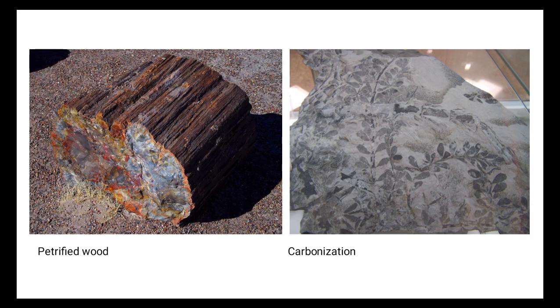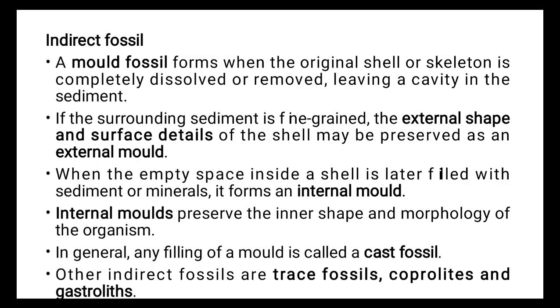This is an image of petrified wood on the left, and carbonization, where the carbon films are there. So this is the process of carbonization. Indirect fossils are also a mode in which we get fossils. What are indirect fossils? We get some mold fossils. What are mold fossils? A mold fossil forms when the original shell or skeleton is completely dissolved or removed, leaving a cavity.